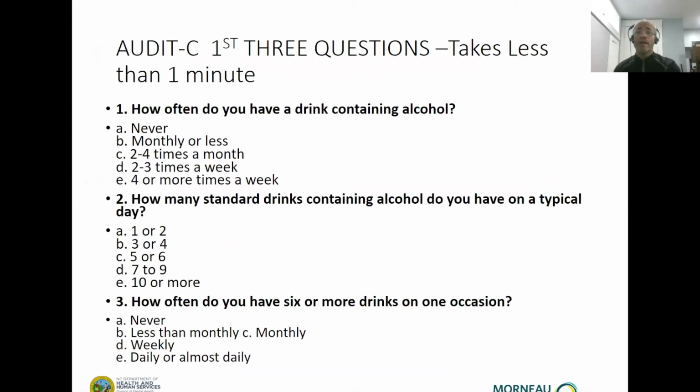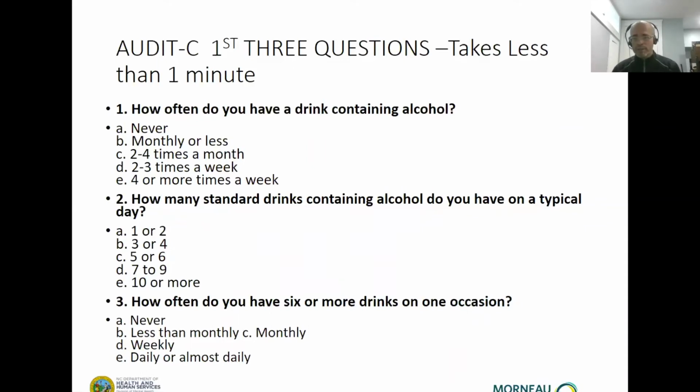Is a good example. Here's the actual AUDIT-C, those first 3 questions. It asks, 1, how often do you have a drink containing alcohol? 2, how many standard drinks containing alcohol do you have on a typical day? And 3, how often do you have 6 or more drinks on one occasion?